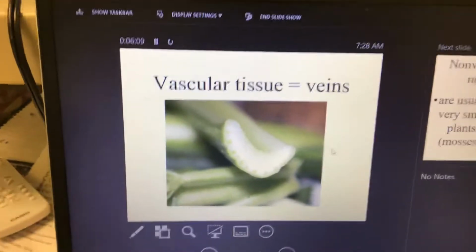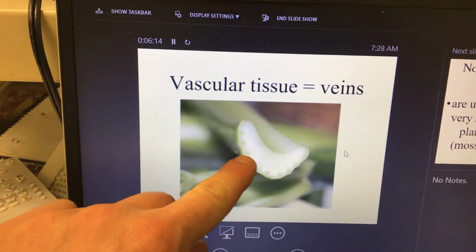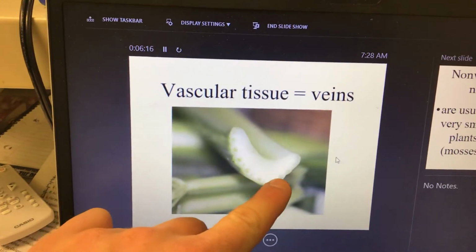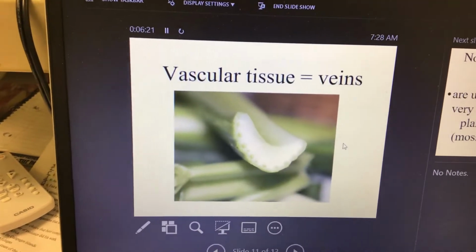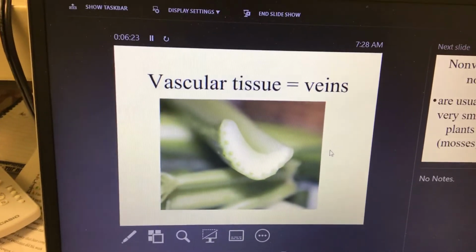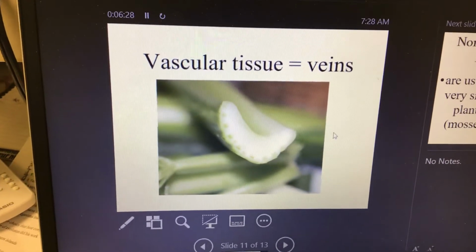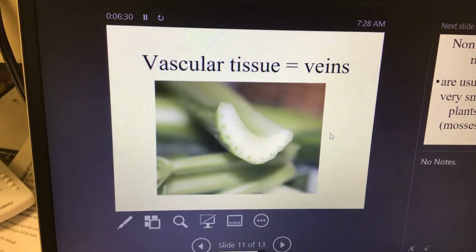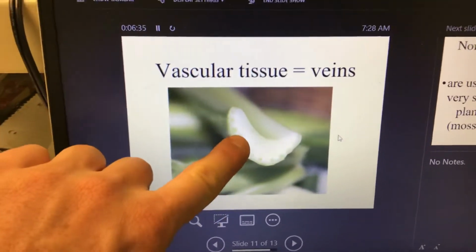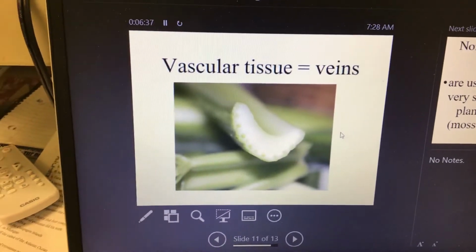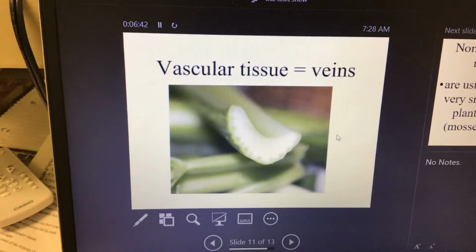Vascular tissue means veins. This is a piece of celery, and maybe you've seen this before. Okay, you can actually see the little tubes there. Okay, and those tubes are going to carry moisture up. You might have done something in elementary where you put a piece of celery in some food coloring, and then the leaves turn colors. Okay, it's because it's drawing water up those tubes. If you've ever bitten a piece of celery and there's some strings hanging, those strings are the tubes.